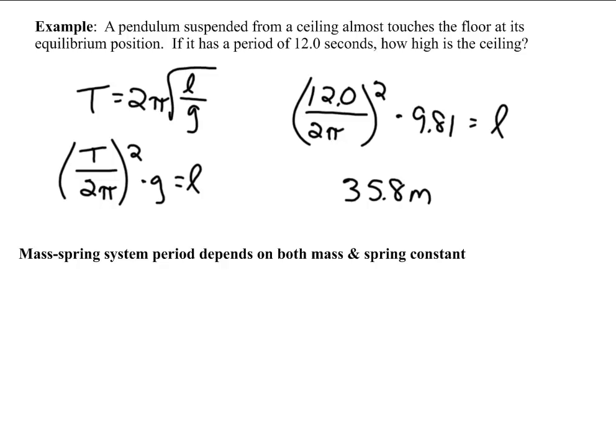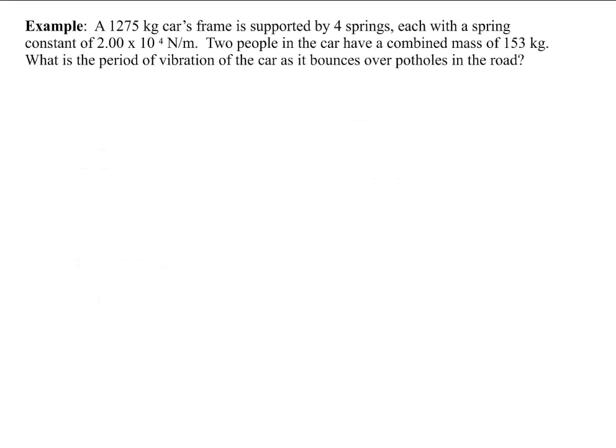So for a spring, the formula is going to look a little bit different compared to a pendulum. So the period in this case is 2 pi times the square root of the mass on the spring divided by the spring constant. So if we take a look at an example of a problem like this, we have a car frame supported by 4 springs, and each spring has the same spring constant. We have two people in the car with a combined mass, and we want to find out the period of vibration of the car as it's bouncing over potholes.